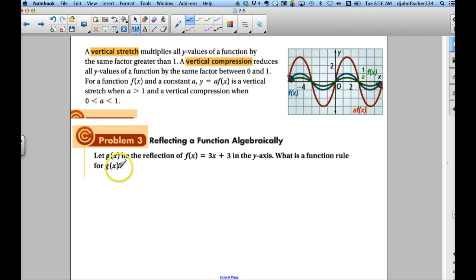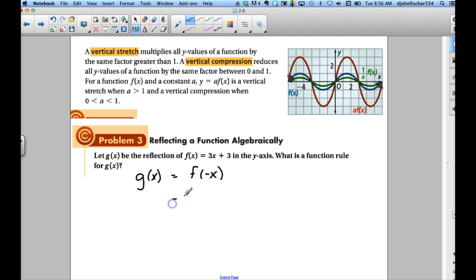It says, let's start with a reflection. Let g of x be a reflection of this in the y-axis. What rule is g of x? Now, g of x is, we're going across the y-axis, so that means it's going to be f of negative x.